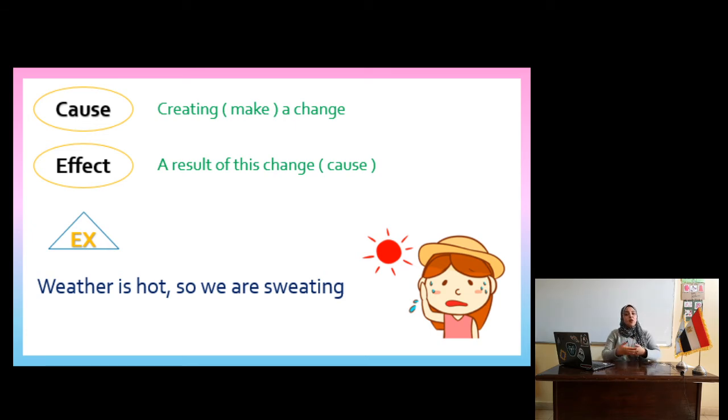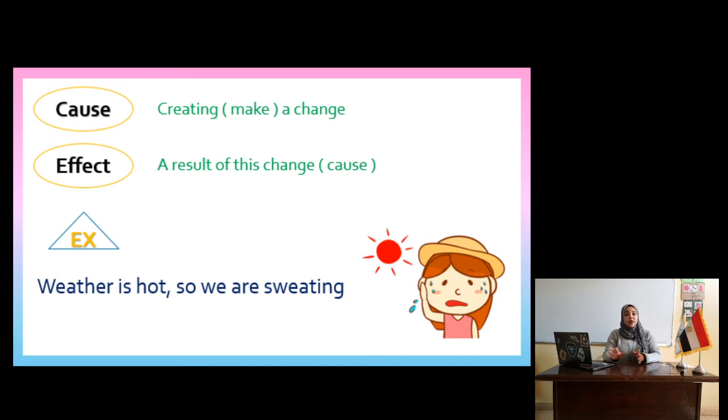If I'm holding a lot of books, they are so heavy, that's the cause. Then I don't see my steps, I'm holding a lot of books, of course they will fall. This is the effect, that's what's going to happen because of this reason.